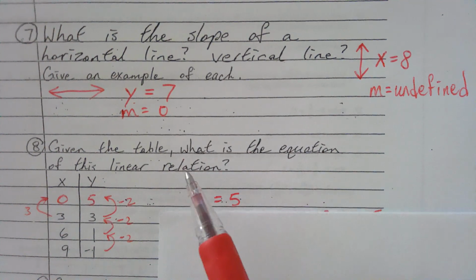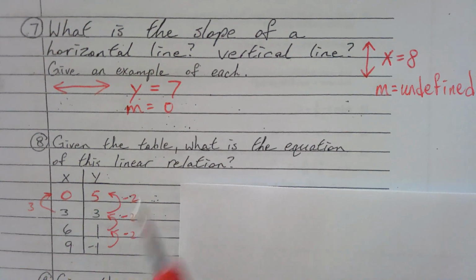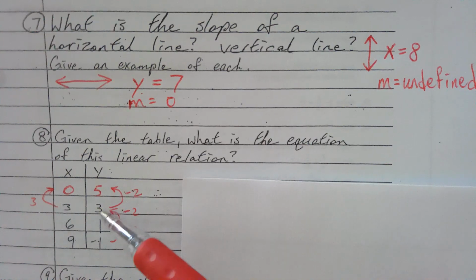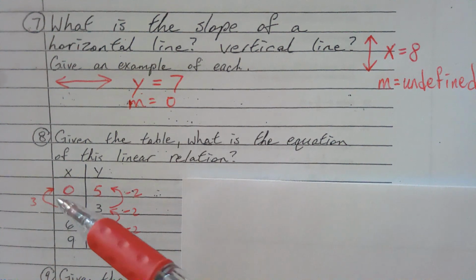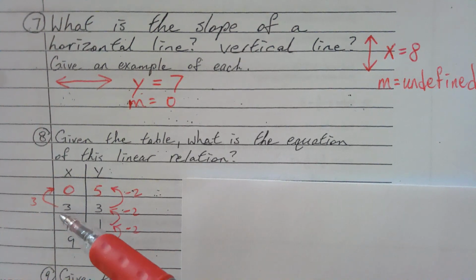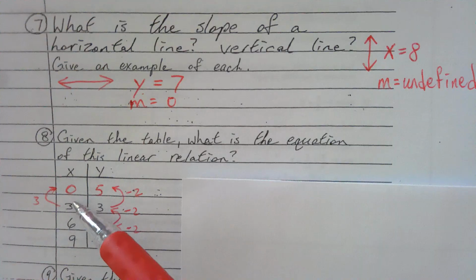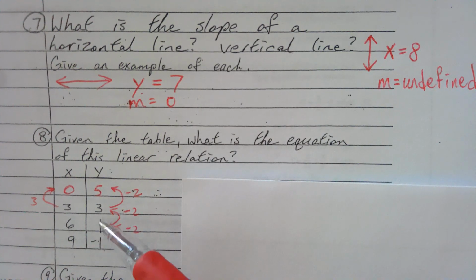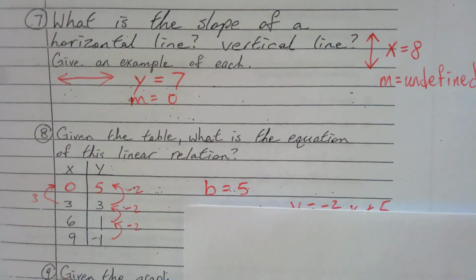Number 8, given the table, what is the equation of this line? You will see something like this on EQAO. They ask it every year where they give you part of the table, but they don't give you the first row. In this review question, I gave you hints and left a row for you to fill in. But on the test or EQAO, you might not get that hint, and you need to know to go backwards. So 9, 6, 3, 0, and then negative 1, 1, 3, 5. If you follow the pattern, you'll find the first row, which tells you b is 5.